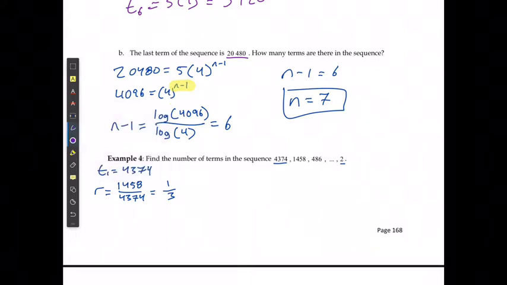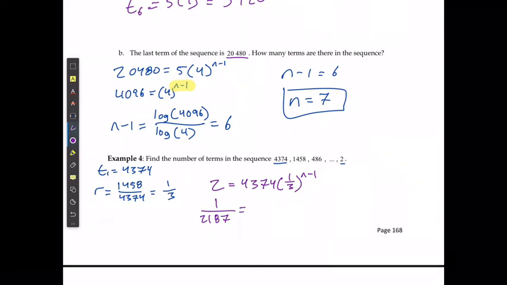I'm going to state that my final term, 2, is equal to 4,374 times 1/3 to the power of n minus 1. If I divide both sides by 4,374, then I'm going to get a reduced fraction, 1 over 2,187 is equal to 1/3 to the power of n minus 1.